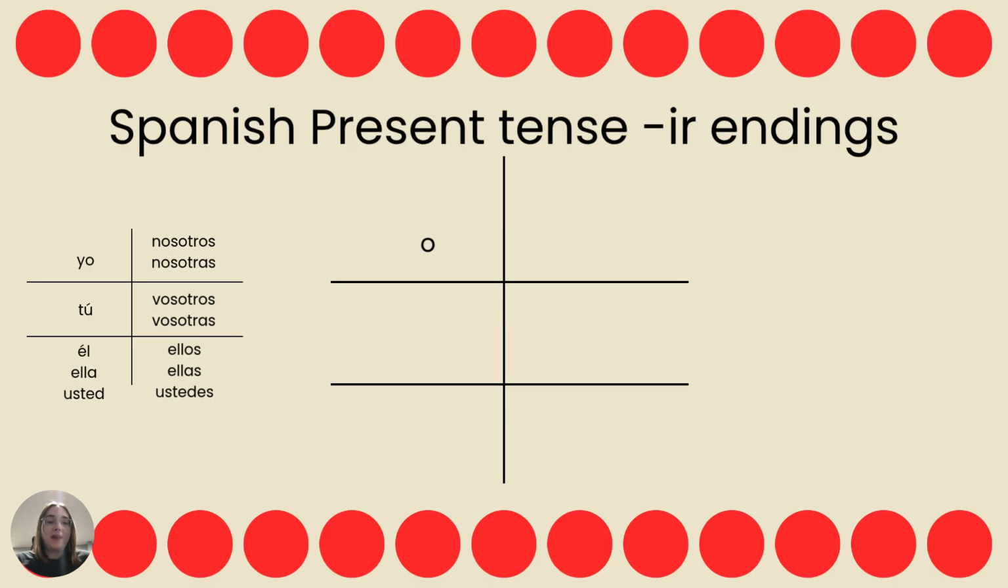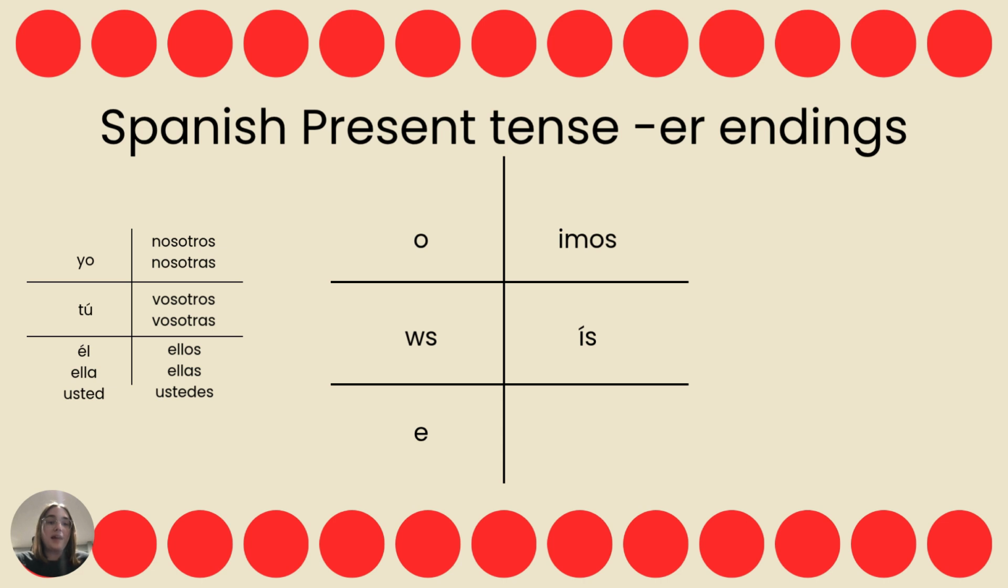So let's start with the IR ending, and of course we'll start with yo, which is just o, just like in AR and in ER, all first person yo or I conjugated verbs have o at the end. Now we have es. It may look familiar because we just did the ER one. Then we have e. And you're like, wait, these are exactly the same. But not yet, because now we have imos and ís. And lastly, we have en.